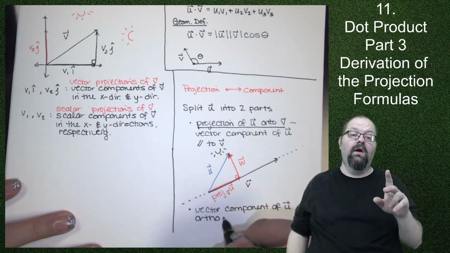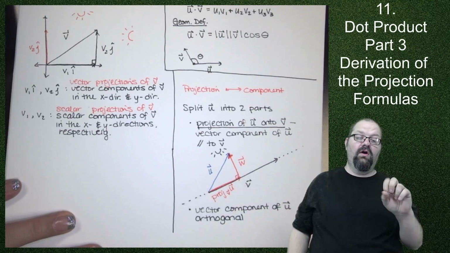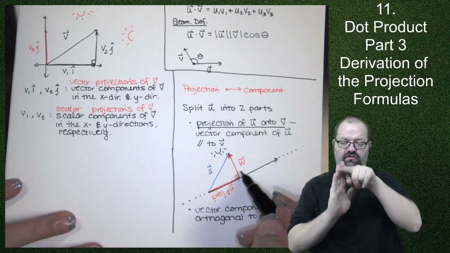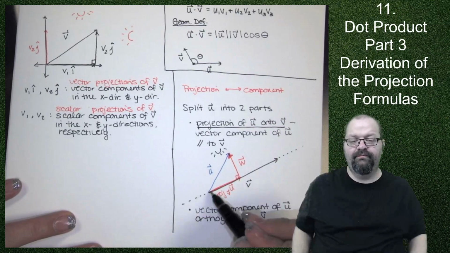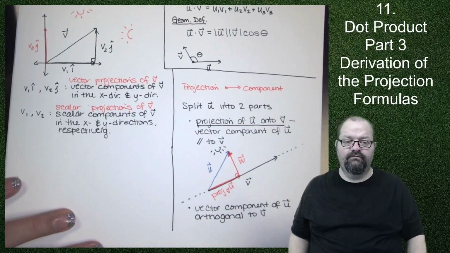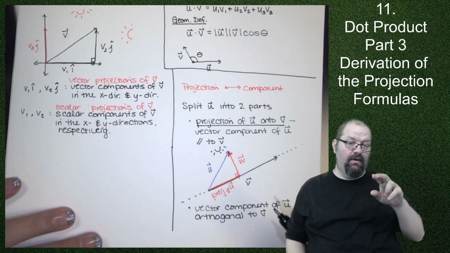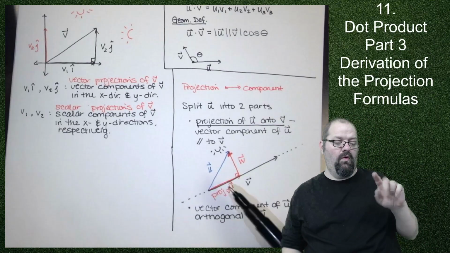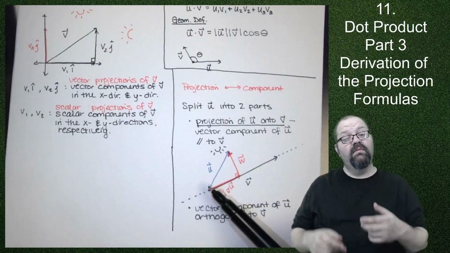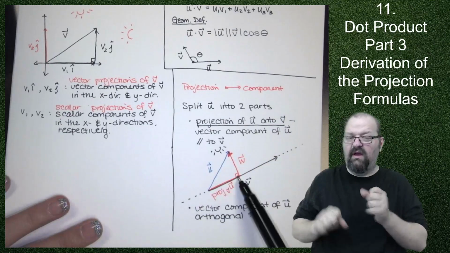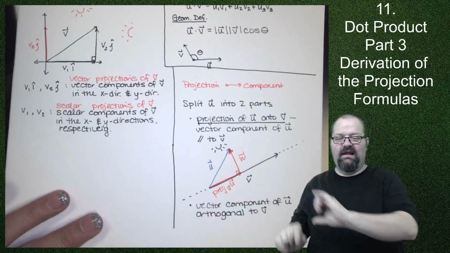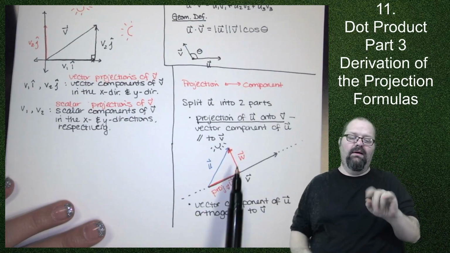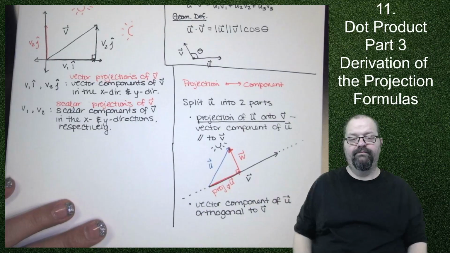orthogonal to V. And remember, orthogonal just means they meet at right angles. I'm thinking of this vector and this vector as perpendicular. But when we're talking about vectors, we tend to use the word orthogonal. We could also use the word normal. But again, we use those words in different contexts. When we're talking about comparing vectors to vectors, we say that they're orthogonal to each other. So this guy is orthogonal to this guy. And this is the part of U that I have to add to the projection to get U back.